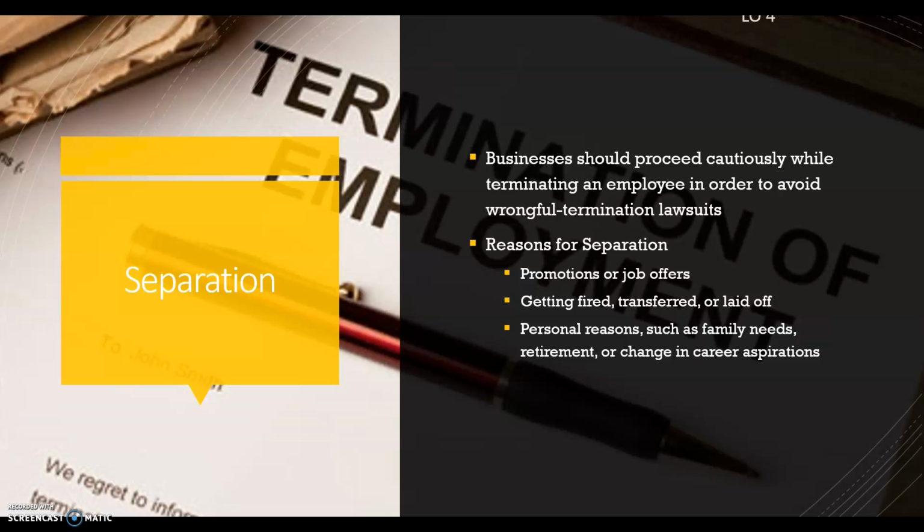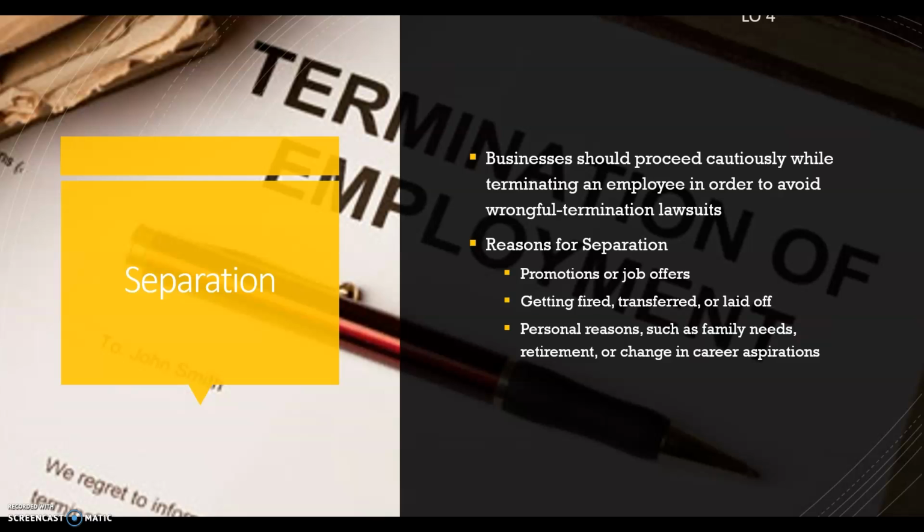HR also needs to look at separation, and so businesses need to proceed cautiously if they are terminating an employee to avoid a wrongful termination lawsuit. So you need to know those laws, which we'll talk about next. There's different reasons people leave. One is they just have a different opportunity and they're ready to move on. Maybe they were fired or they were let go because they're a poor performing employee.